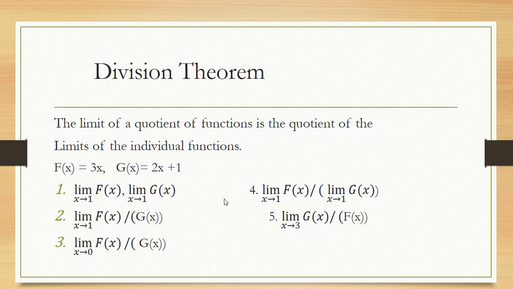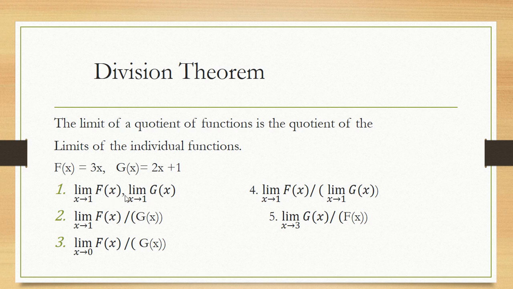Division theorem. So, sa division theorem, the limit of the quotient of the function is the quotient of the limits of the individual functions, provided that the denominator is not equal to 0, or else that not exist. F of x equals 3x and g of x equals 2x plus 1. As x goes to 1 of f of x, that is 3 times 1, that is 3. And g of x is 2 times 1 plus 1, that is also 3. So the product is 9. And when we divide it, that is 3 over 3, that is 1.